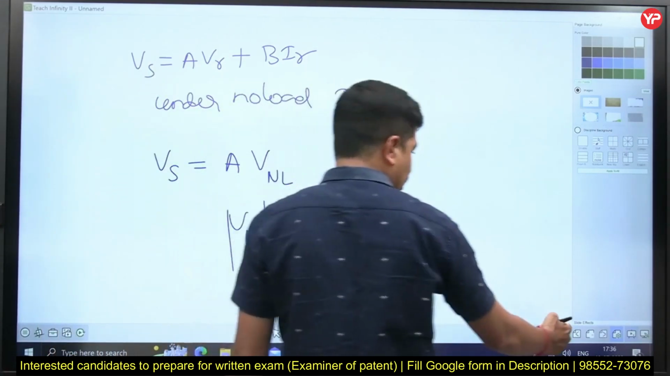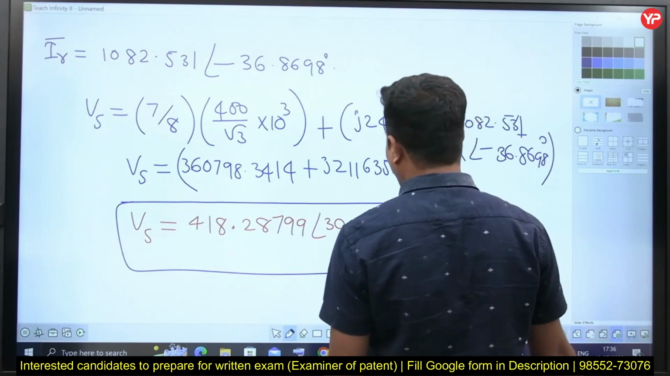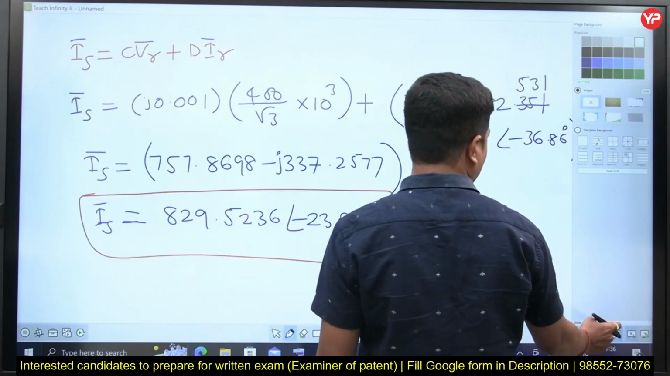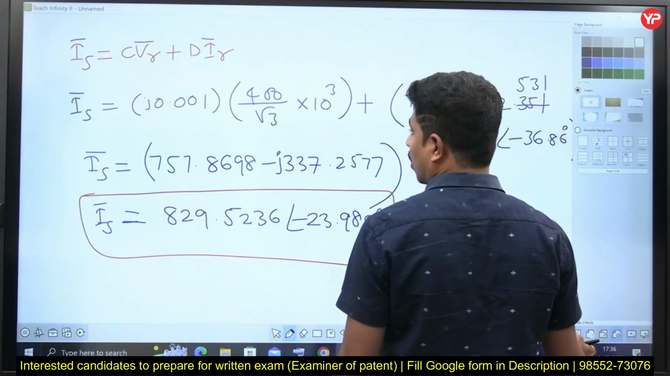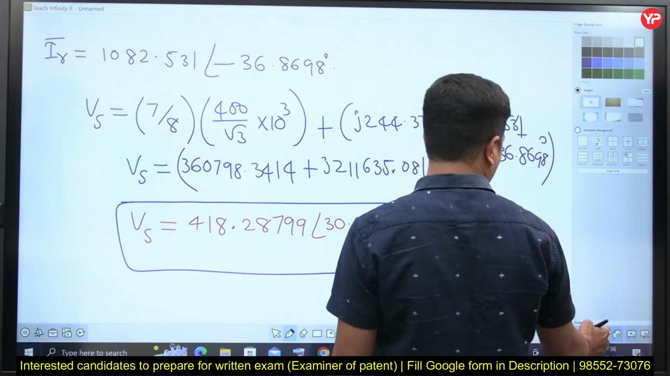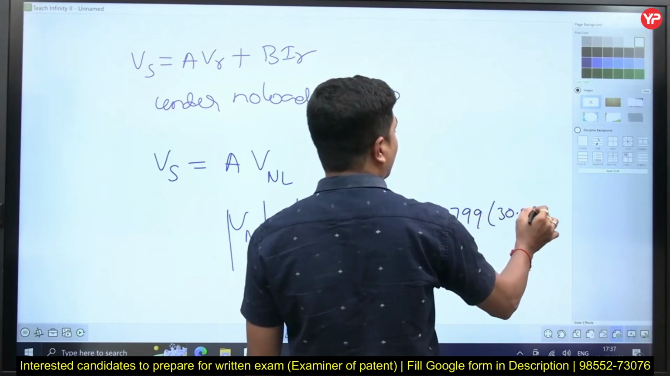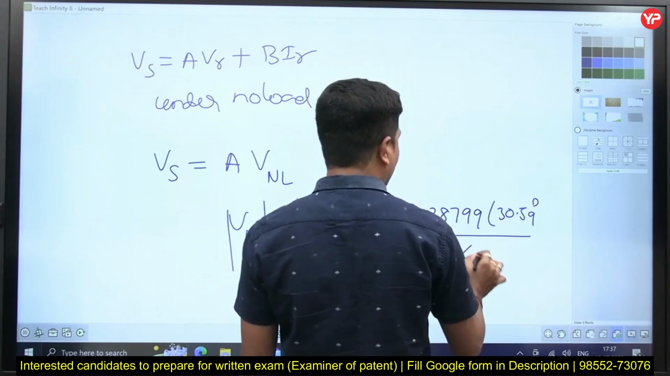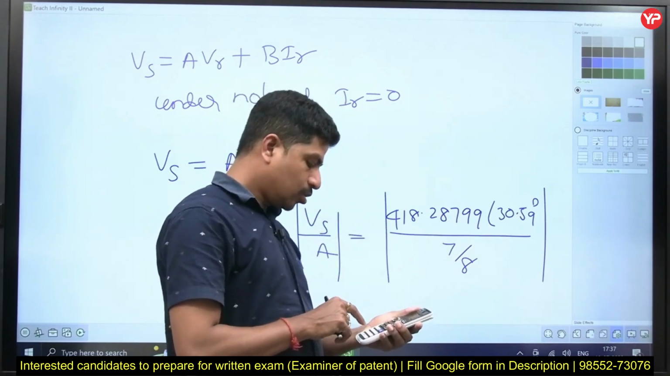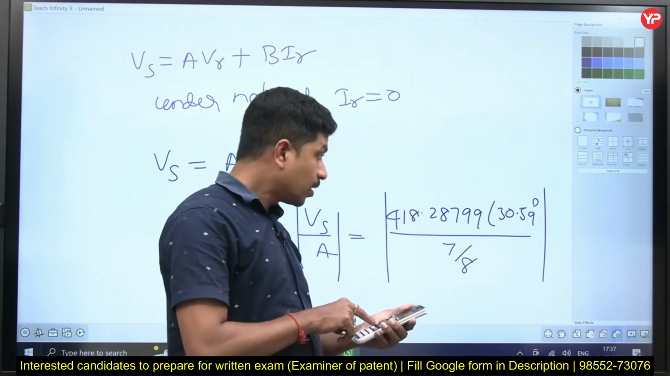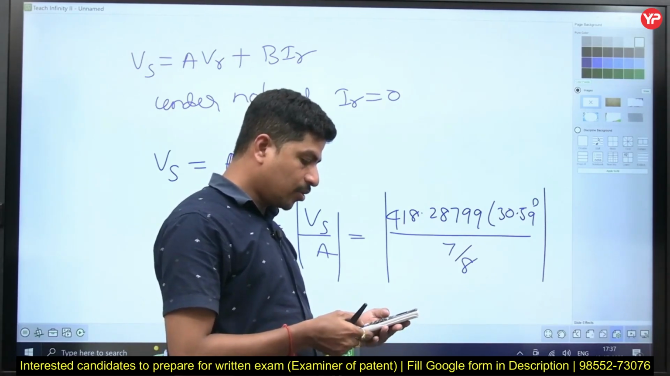What is Vs? We kept it in a box, that is 418.28799 at an angle of 30.59 degrees, divided by A, which is 7 by 8. It's the magnitude we want. Yes, this magnitude we want. So 418.28799 at an angle of 30.59, divided by 7 by 8, only the magnitude we want.